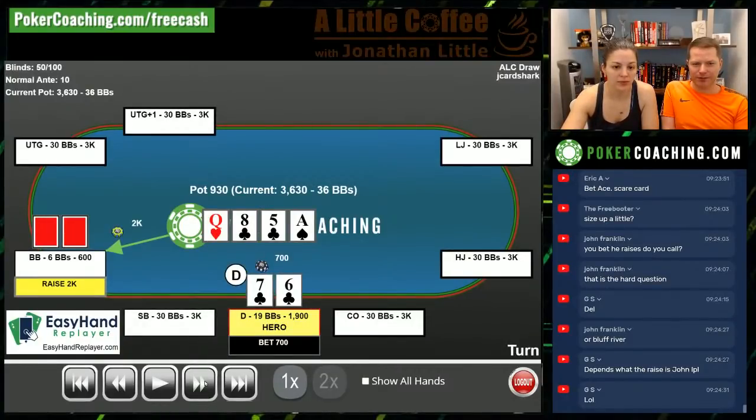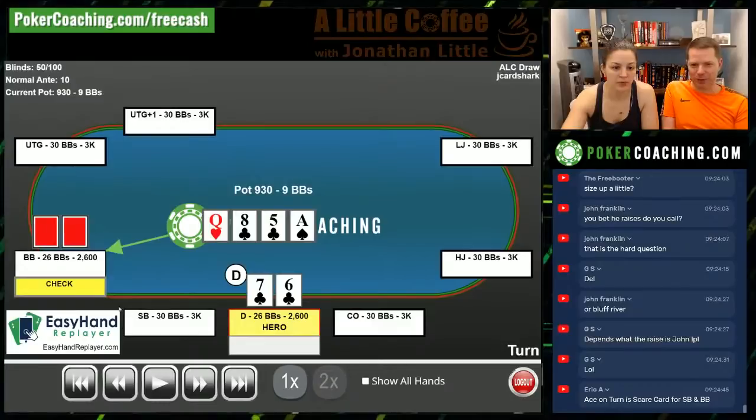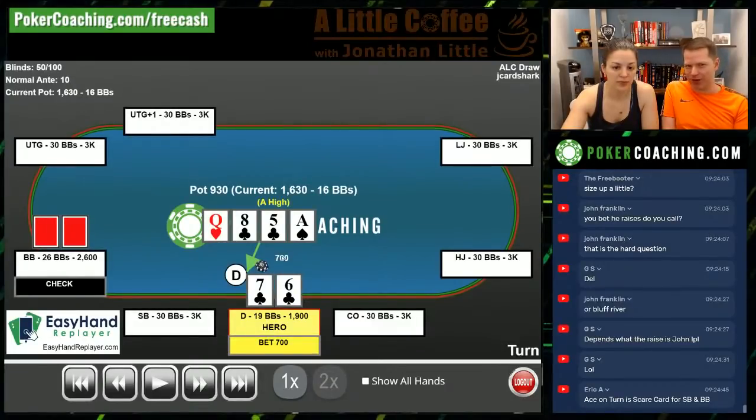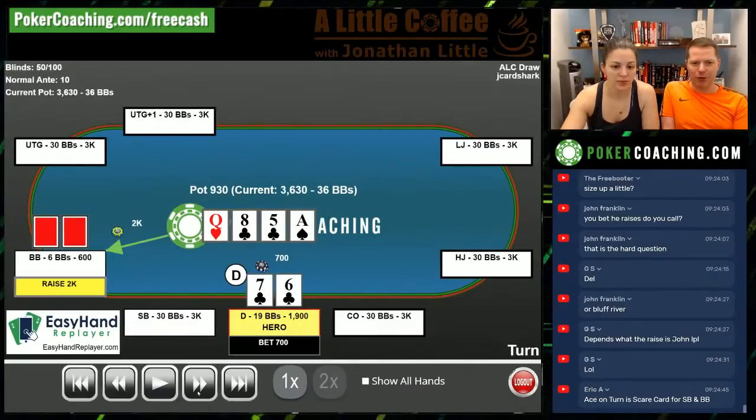Opponent raises. First things first, for everyone who's wondering, I was going to go all in on any river card, even the queen. I don't care. Okay. We bet 700. Now the opponent raises. Oh my gosh. Is it a big raise? We bet 700. The opponent makes it 2,000.